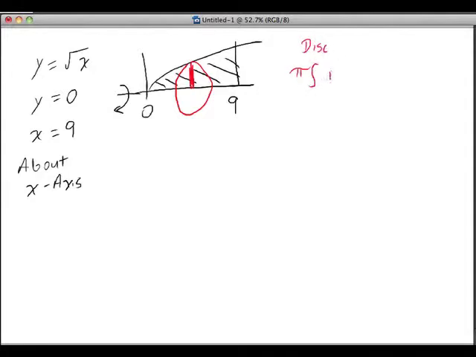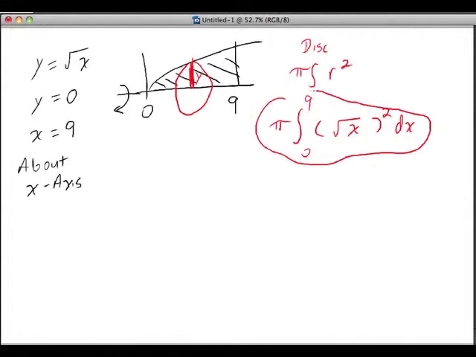The disk method is the integral of pi r squared. So I need to figure out what the radius of this disk is. If you follow my advice, everything will be in terms of x, so we're going to use dx. My bounds on the x-axis are 0 to 9. And the radius of this disk would be the height of this rectangle. In this case, it is y. Y happens to be the square root of x, so I'll fill that in. Now this is the setup. Whenever I give a quiz, I'll give half credit for the setup, half credit for the solution.